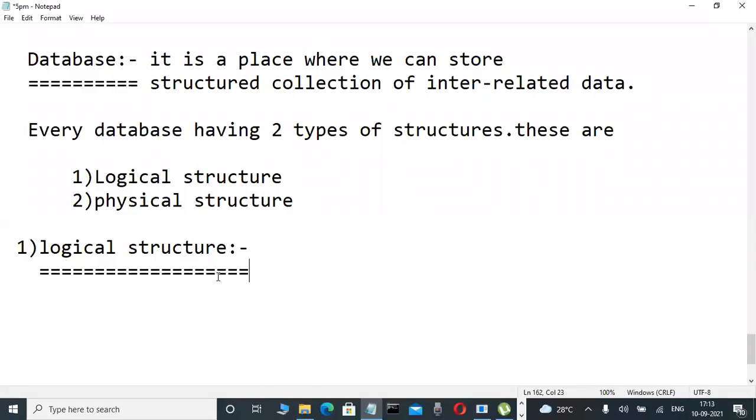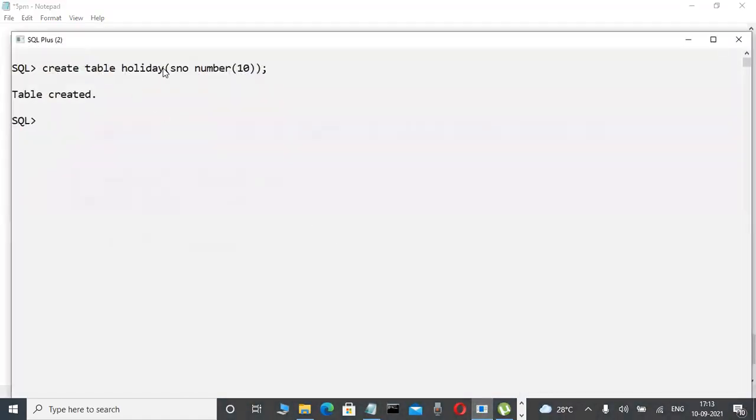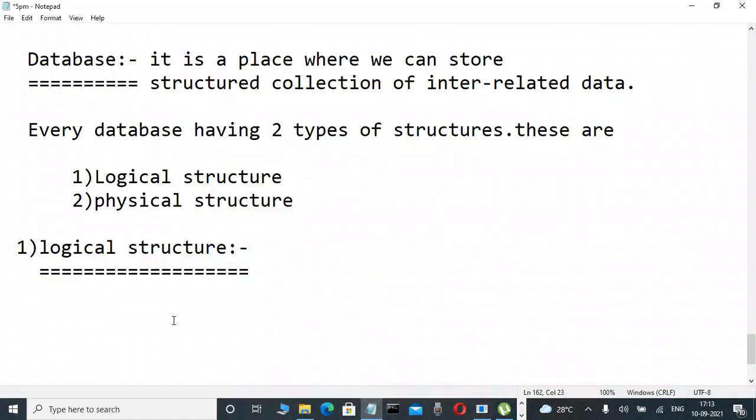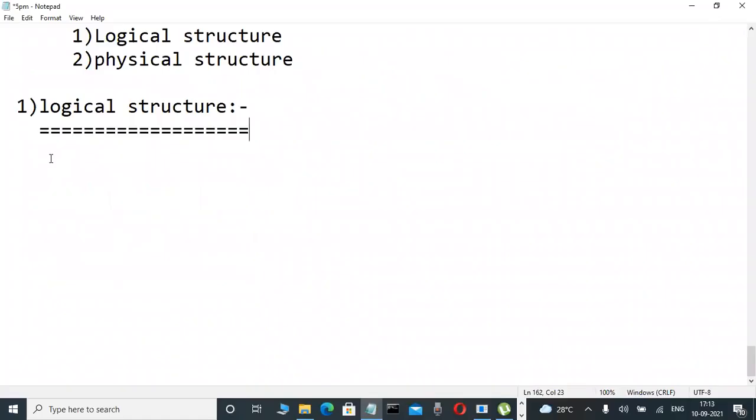Every developer works with logical structures. A table is not visible in the operating system. In the same way, a view, procedure, function, trigger, package, sequence, synonym and cluster are not visible, but they are visible at the database level only. So a structure which is not visible in the operating system is called a logical structure of the database. That's why every developer worldwide must be familiar with logical structure.